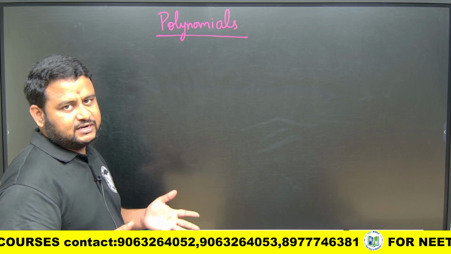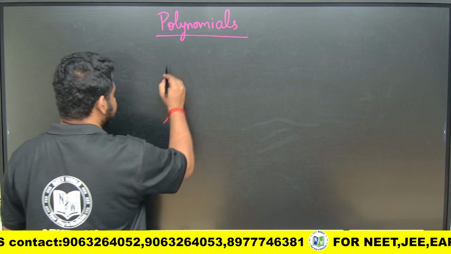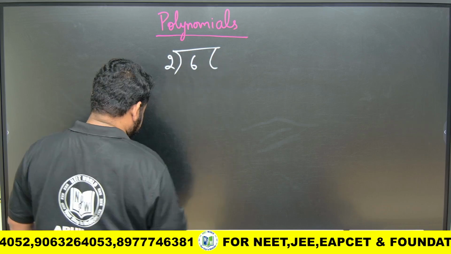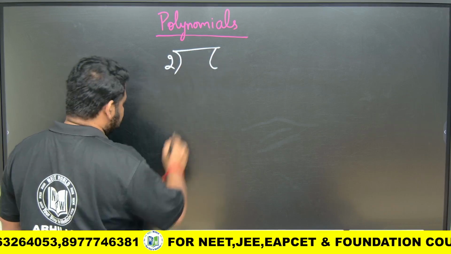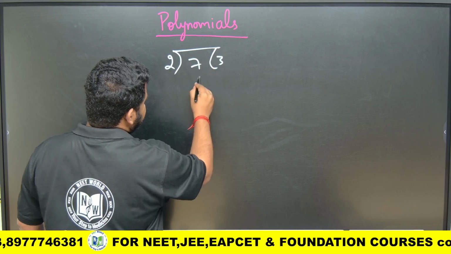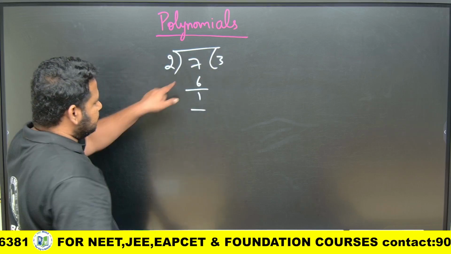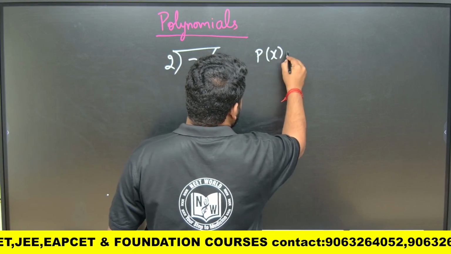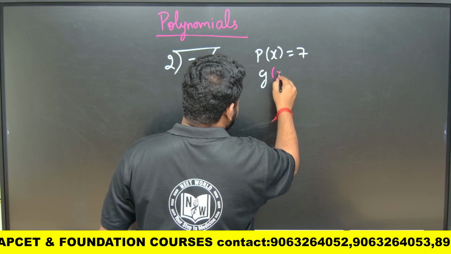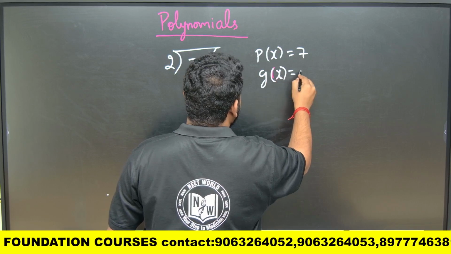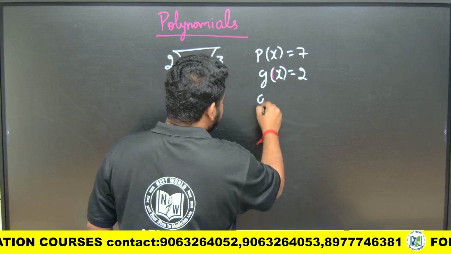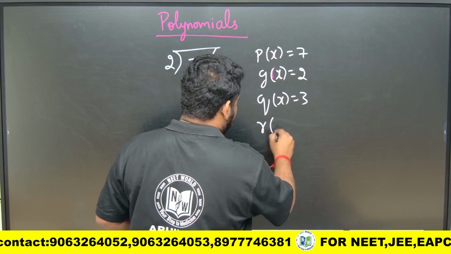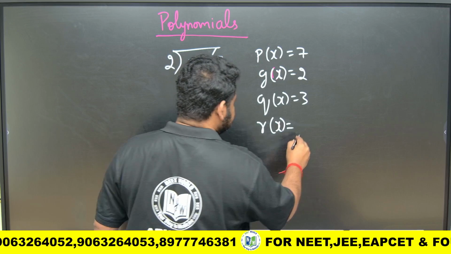For normal numbers, you have done division. So, let us see how you have done division for normal numbers. Suppose I write 7 divided by 2. 2 3s are 6, I will get remainder 1. Here this 7 is called the dividend. I will write p of x as 7, and g of x, that is the divisor, will be 2. The quotient q of x is 3, and the remainder r of x I will write as 1.